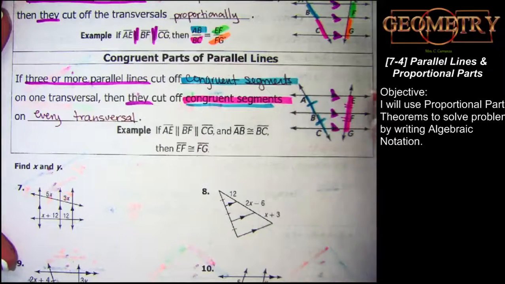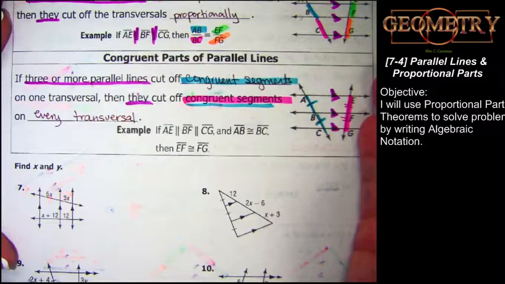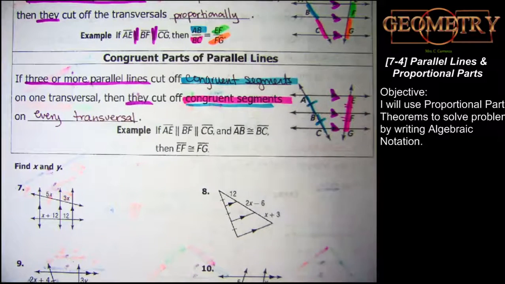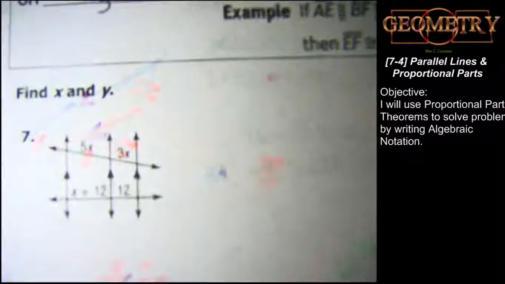So if these are parallel lines, and we look at one transversal, if these two pieces are congruent to each other, then in any other transversal we might happen to draw, these pieces will be congruent to each other. That's it. So that means you only need one angle to have a side similarity, right, if we had some triangles in there.